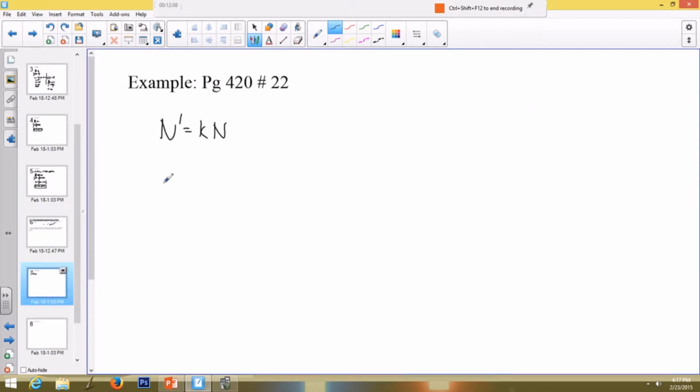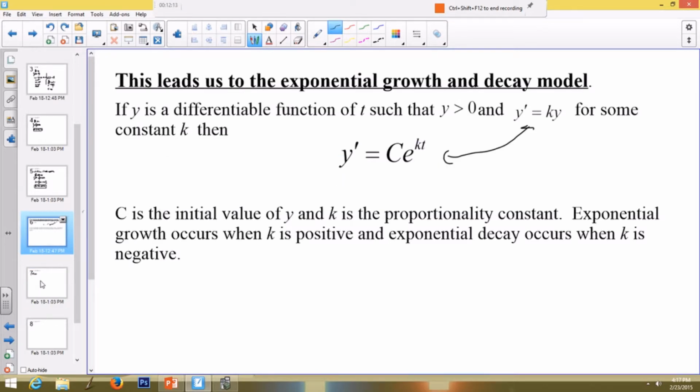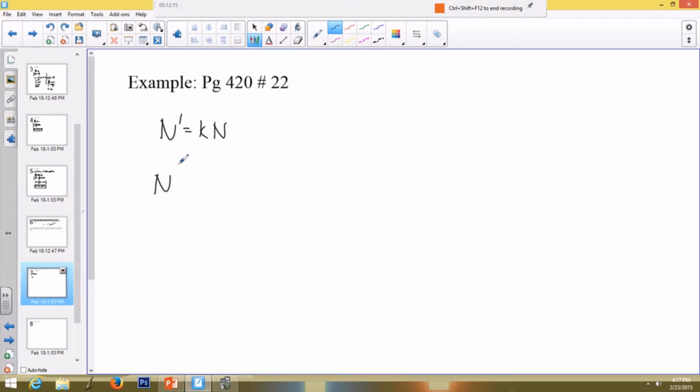And so what we can do is go right in and use this formula that we came up with and proved earlier, which says that n prime is equal to some constant c e to the kt if we wanted to. Now, that's the easiest and simplest way to do it, but I would like to make sure that you do see how to do it through integration.